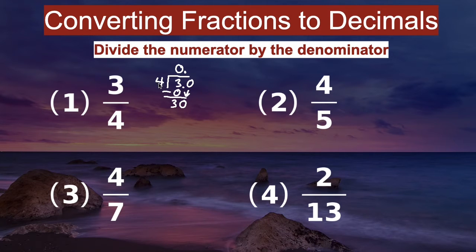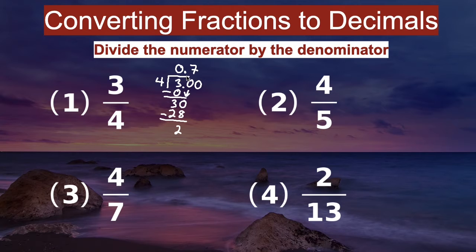So next the question is, how many times does 4 go into 30? And the answer here is that 4 goes into 30 7 times. 4 times 7 is going to be 28. So we can go ahead and subtract. 30 minus 28 is going to be 2. And then we'll continue the process.